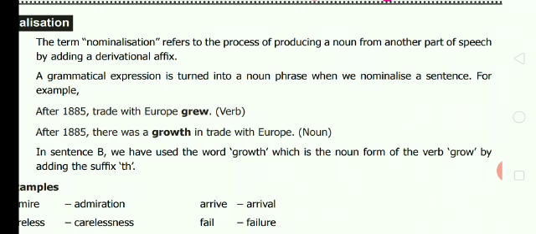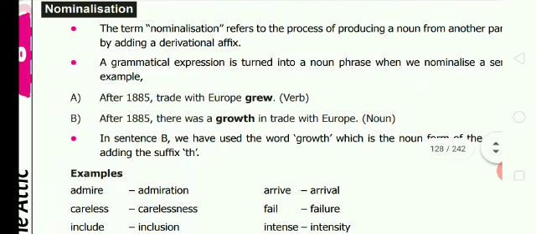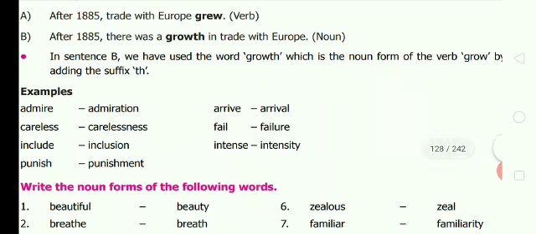For example, after 1885, trade with Europe grew. So this is verb. Okay. After 1885, there was a growth in trade with Europe. Growth is noun form. In sentence B, we have used the word growth, which is the noun form of the verb grow, by adding the suffix th. We can see further more examples.